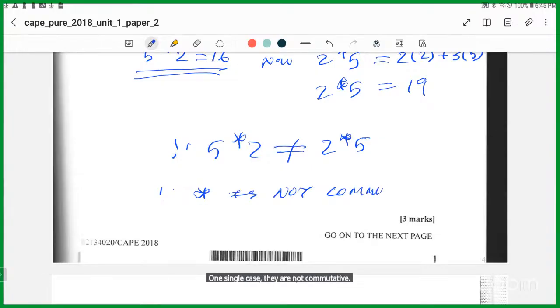Alright? Not commutative. And that is it. Very good.